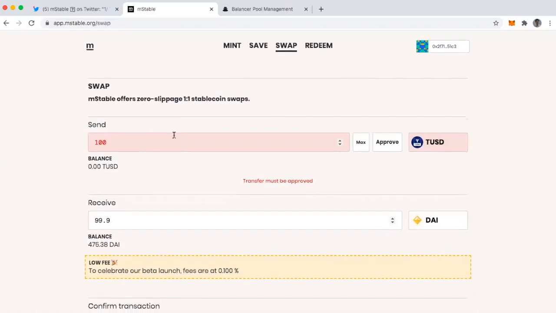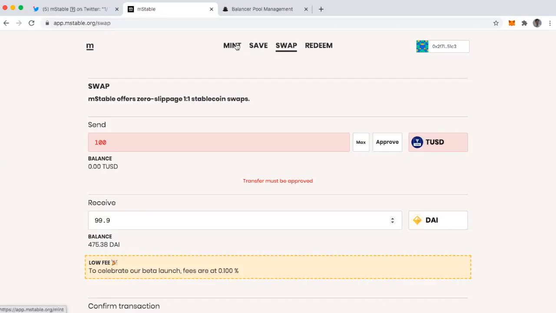But I think in the long term, if this works out, it's really, really powerful, because who doesn't want 1-to-1 stablecoin swaps instead of having to see that rate fluctuate a bit and know that you're losing a bit when you go between these different stablecoins that are supposed to be $1 each.